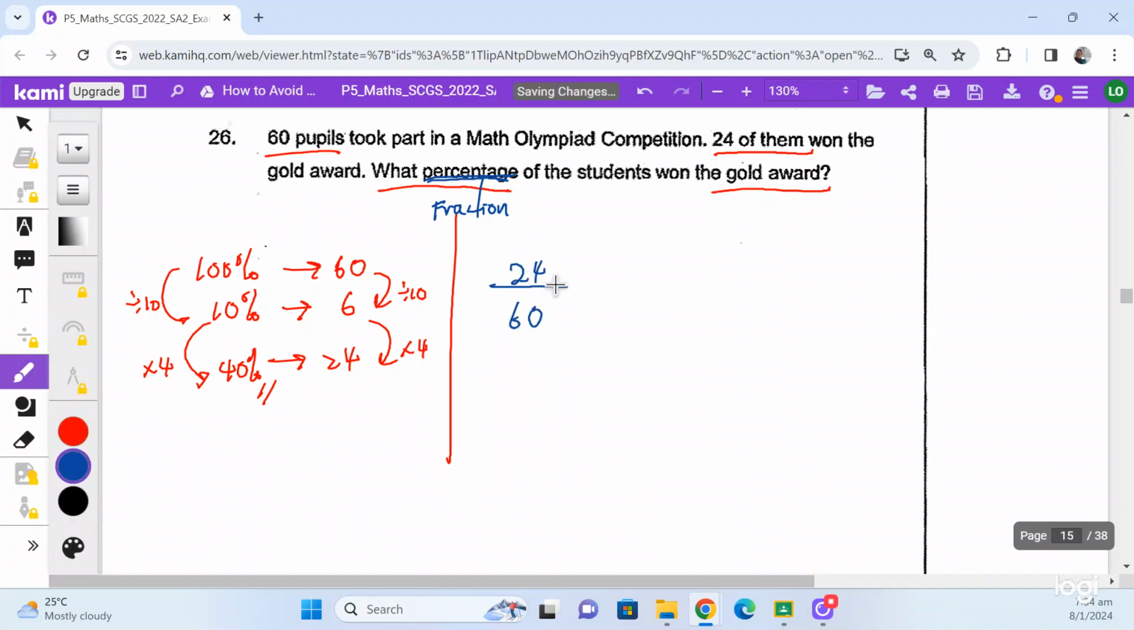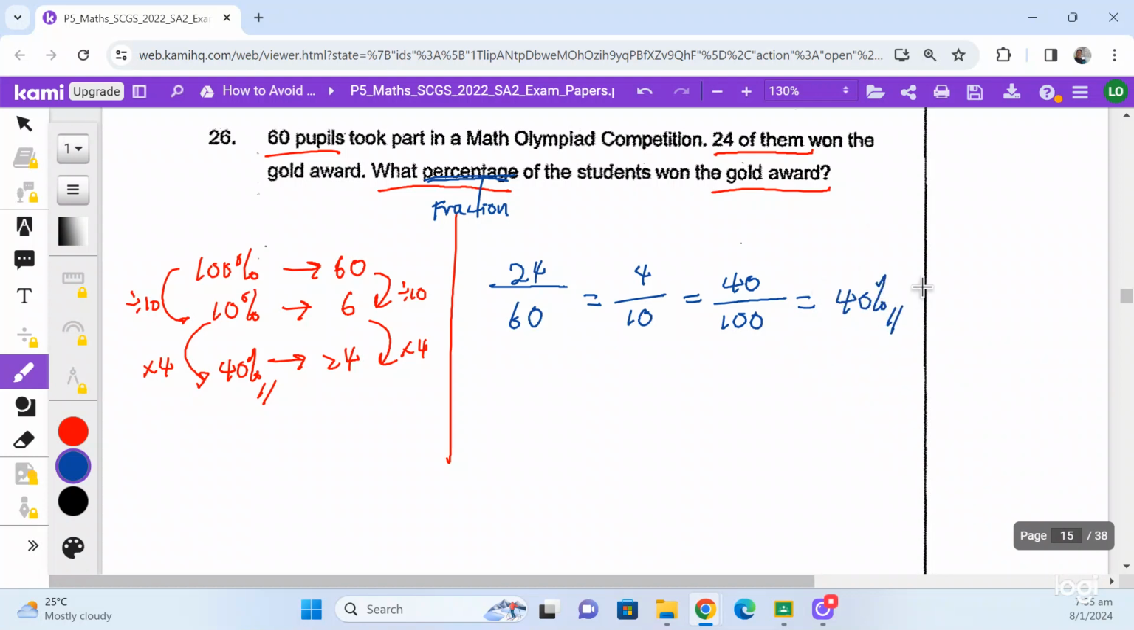And then what do you do with the fraction? You can multiply by 100, or you change it to simplest form. So you divide by 6 and divide by 6. And then in your concept lesson on percentage, you have to learn how to convert the fraction to percentage. So you have to make the denominator 100. So you have 10 times 10, and 4 times 10, 40. So once your denominator is 100, then the percentage will be 40%.